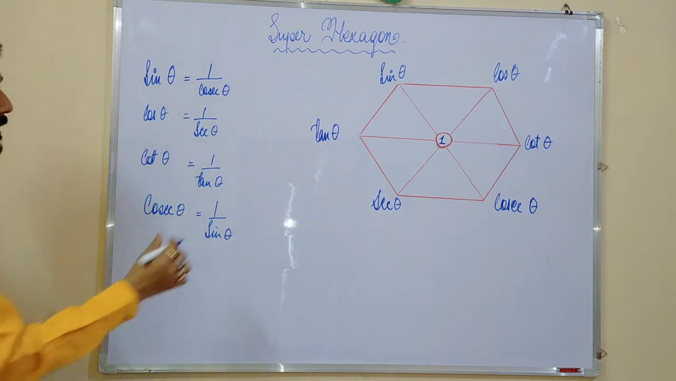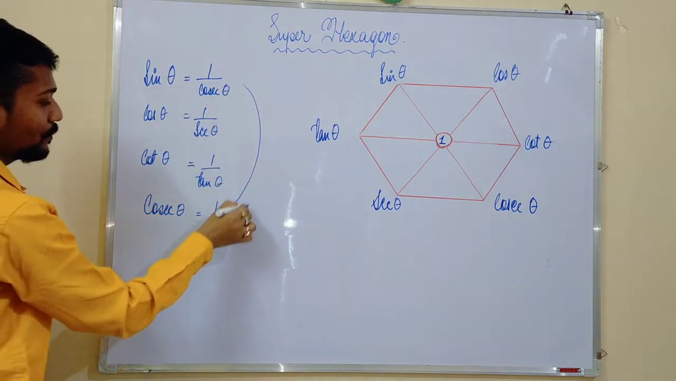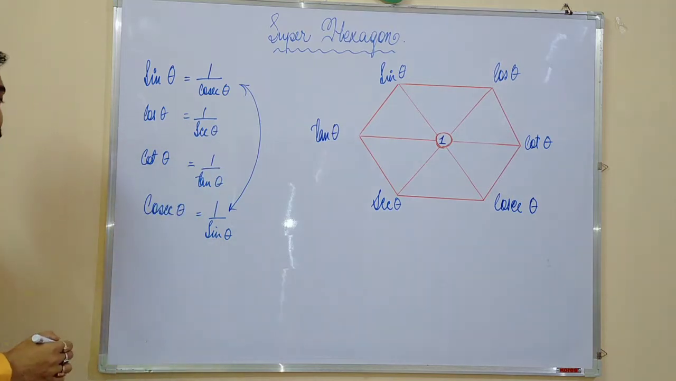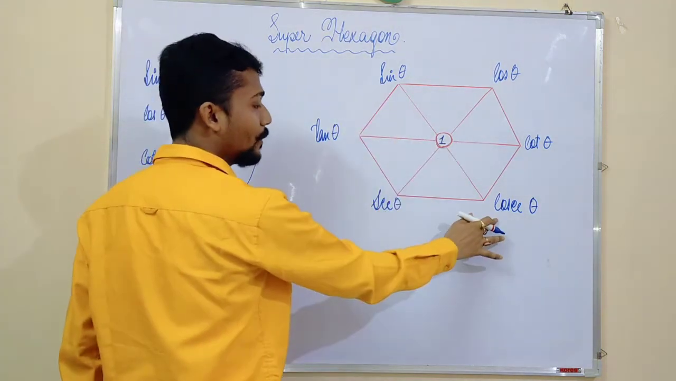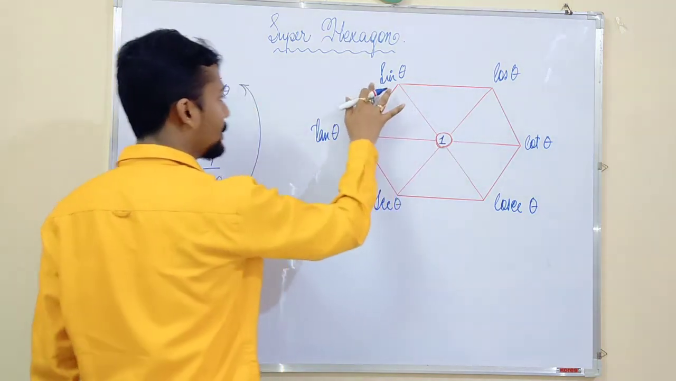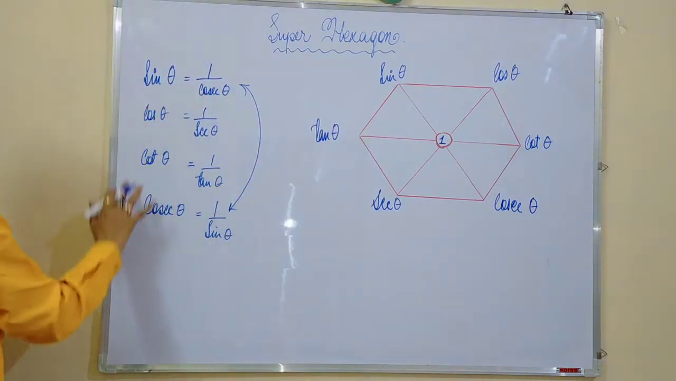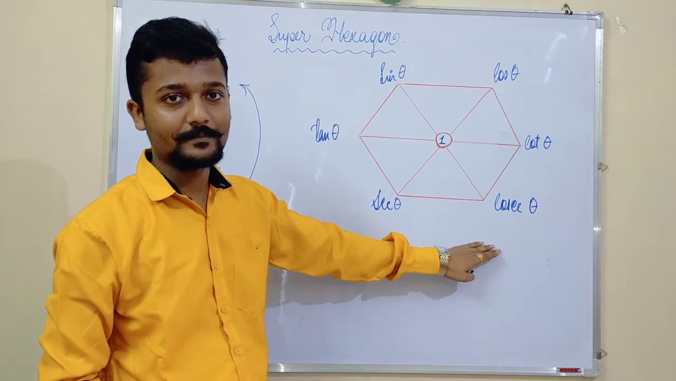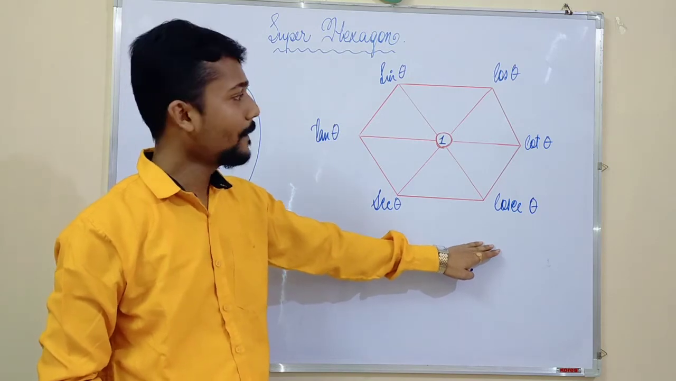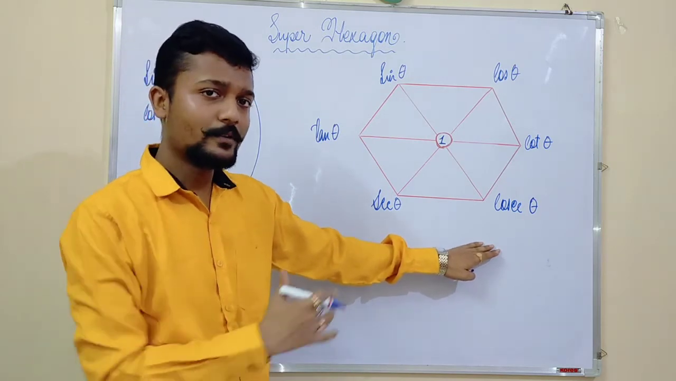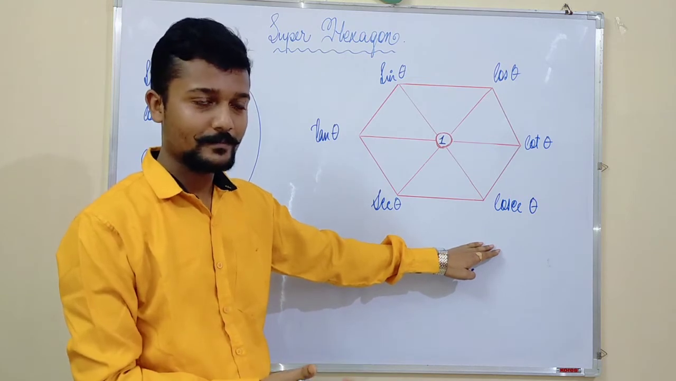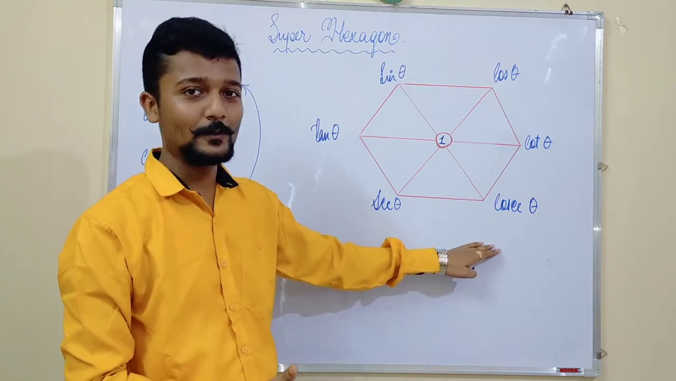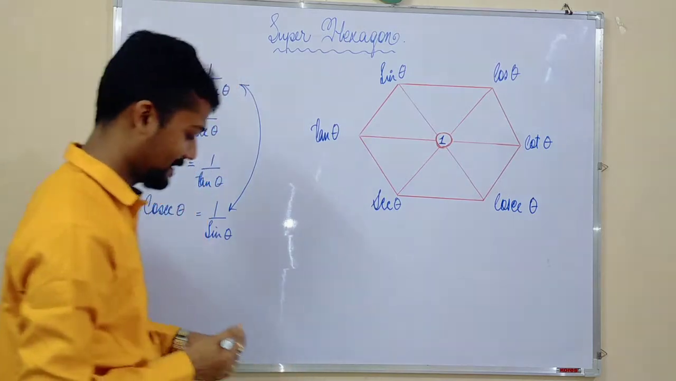That means what you are finding here, in these two parts, if you compare, what do you see? Sin is equal to 1 by cosec and cosec is equal to 1 by sin, isn't it? That means the opposites are the reciprocals of each other. Is that clear? Now, is it over till this much? Not at all. There are many more to go. So let us see the next.